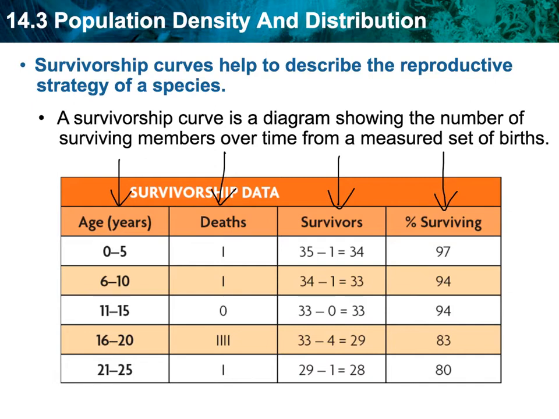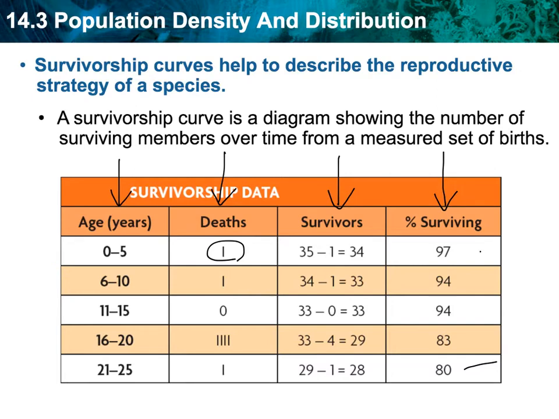As you can see, from 0 to 5 years, only one of the 35 organisms died, leaving 97% of them surviving. But by the 21 to 25 year zone, we had lost 7 of the original organisms, and we're therefore down to an 80% survival rate.